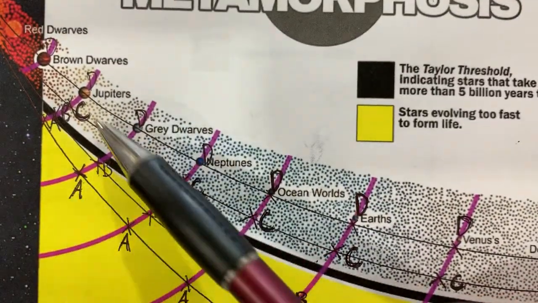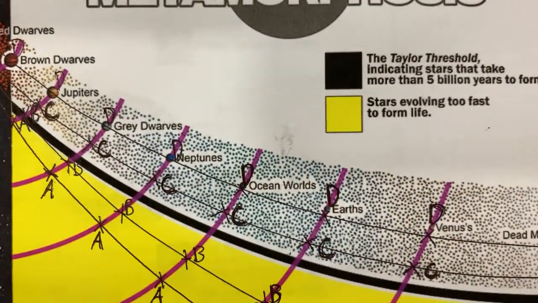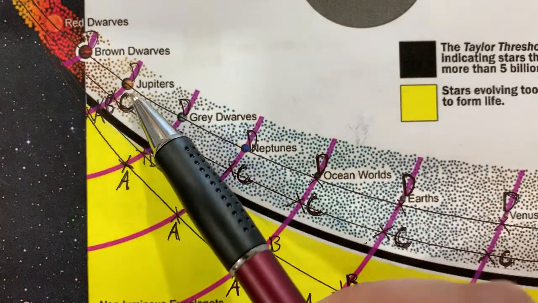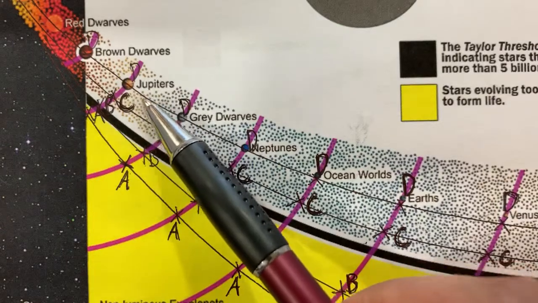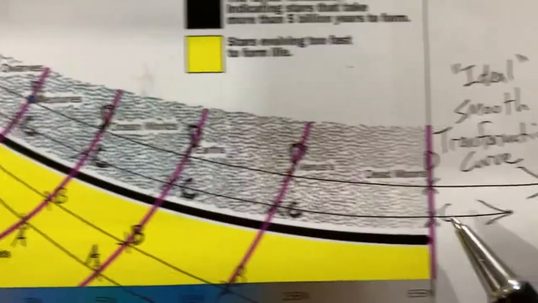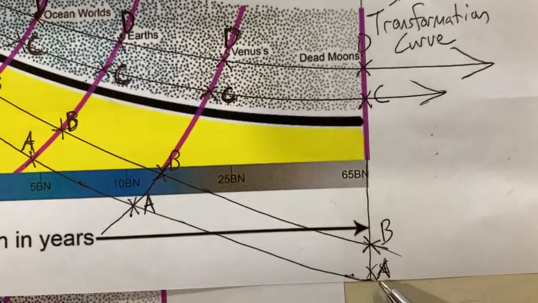A phase curve is the purple. A transformation curve goes all the way down here. Star Charlie and Delta, they move down their transformation curve. Boom, boom, boom, boom, boom. And all the way down to where they die down here. So you have your dead moons.